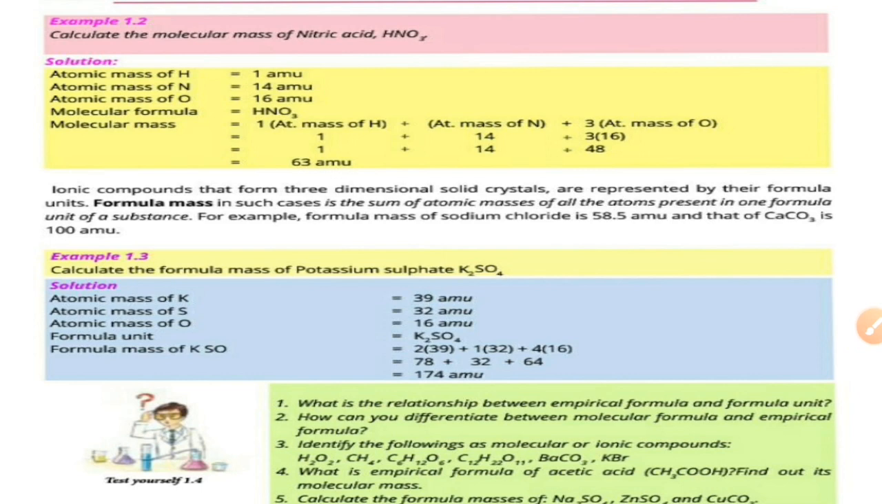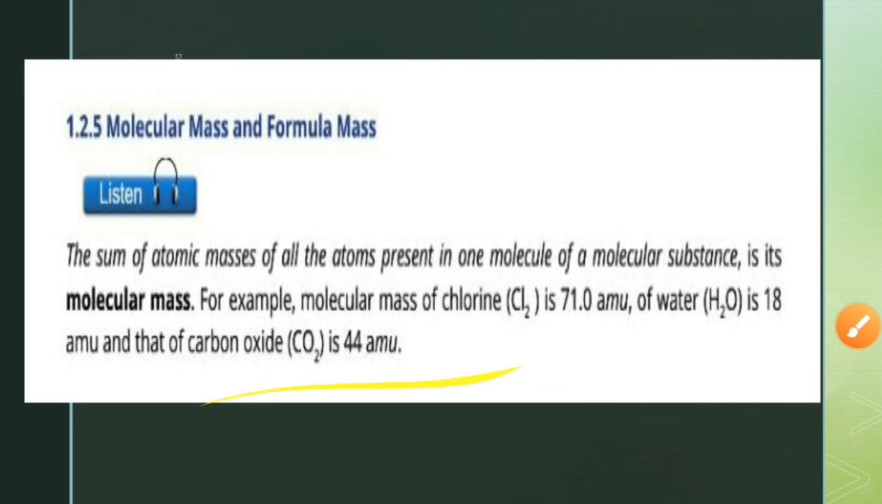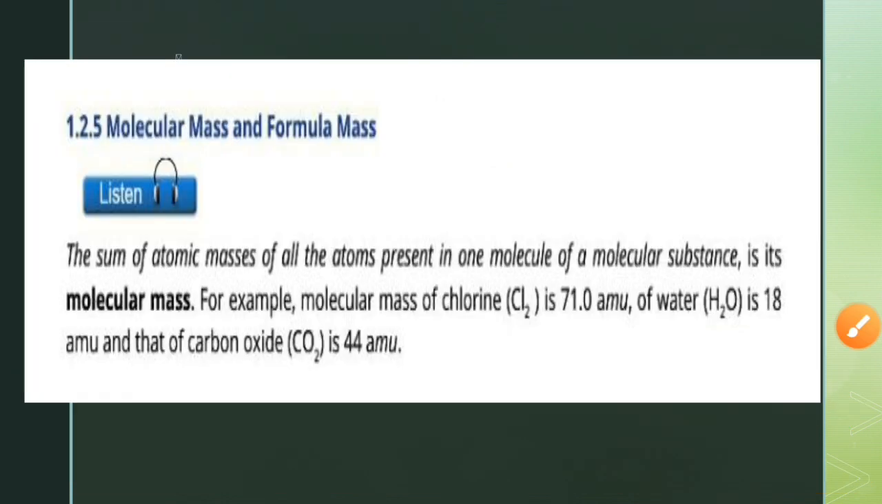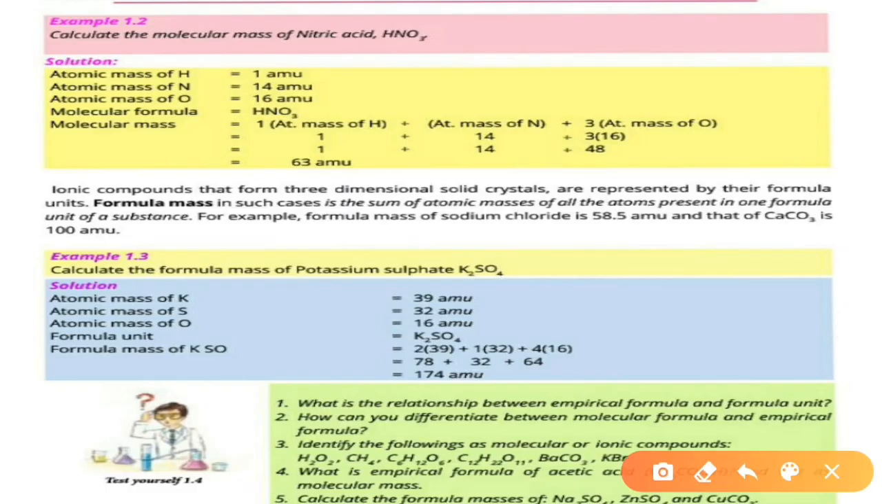Let's talk about potassium sulfate. Students, try to do it yourself. K2SO4. Potassium 39, as it is 2, multiplied by 2. Sulfur 32, plus oxygen, as it is 4, 4 multiplied by 16. Yes, do the calculation. What you will get is 174 AMU.